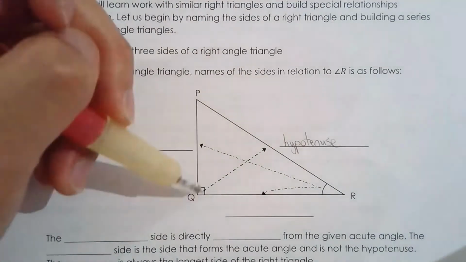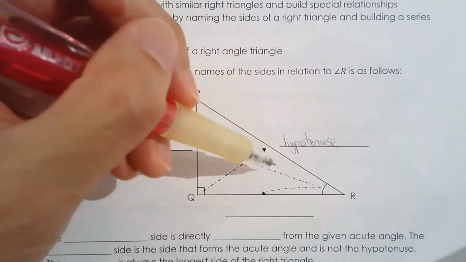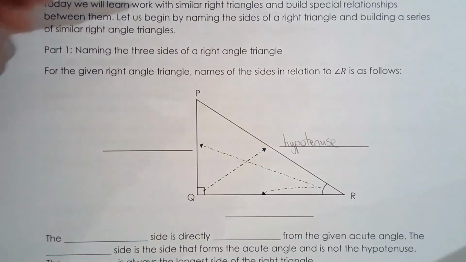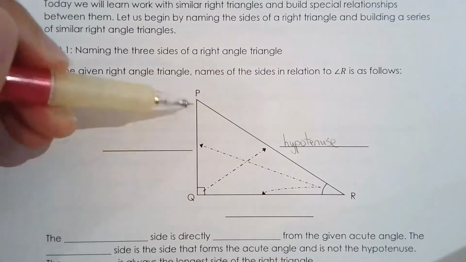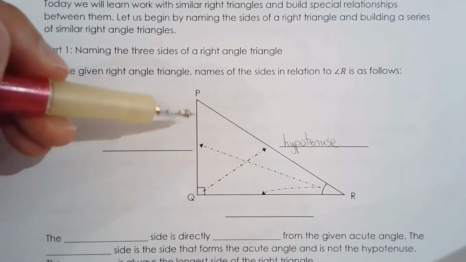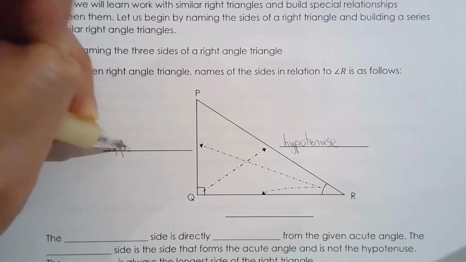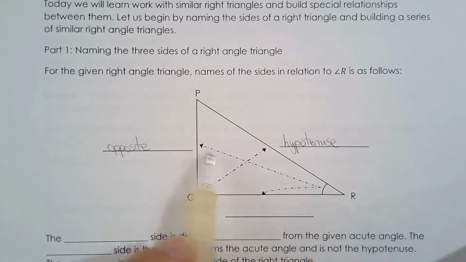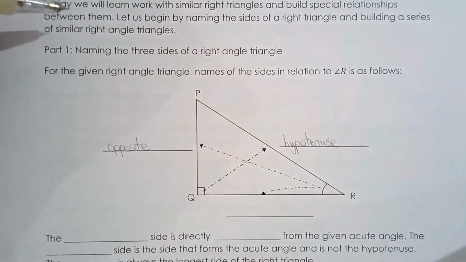A right triangle obviously has a right angle, but it has two acute angles. So in this case, we're given angle R. Relative to angle R, PQ has a name. PQ is called the opposite side, because if you look at it, it's opposite to the given acute angle. It's opposite to angle R.